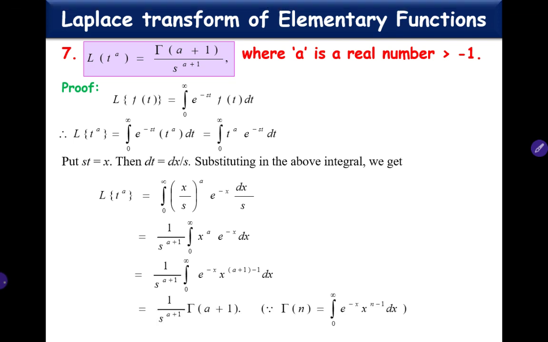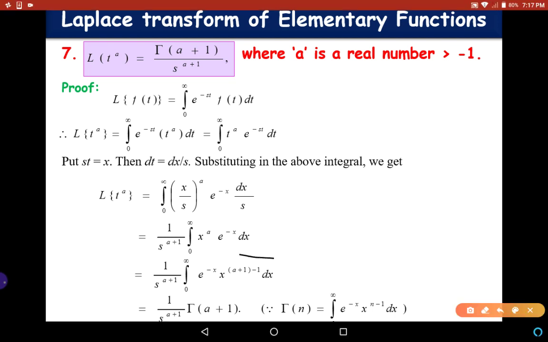So now if you look at this, we get 1 by s power a plus 1 into this integral, which becomes gamma of a plus 1, because gamma of n is integral 0 to infinity e power minus x into x power n minus 1. Now in place of n here, we have a plus 1. Therefore, it is written as gamma of a plus 1. Therefore, L of t power a is given by gamma of a plus 1 by s power a plus 1, where a is a real number.